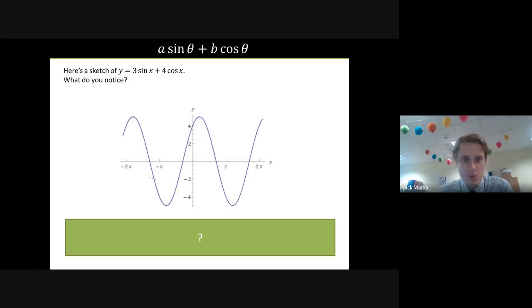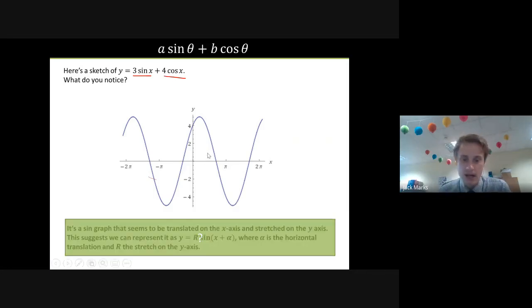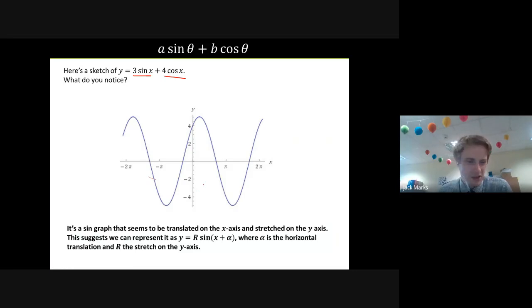And I'll tell you that what we've actually drawn is the graph of 3 sine x plus 4 cos x. And you might be surprised at its appearance. Well, that's because it sort of just looks like a sine graph. And when I say a sine graph, I mean a sine or a cos graph, because really they're the same thing, just translated, aren't they? You might notice, though, that it's not going up to 1, is it?